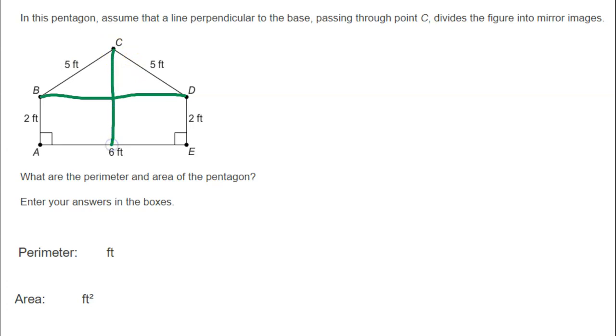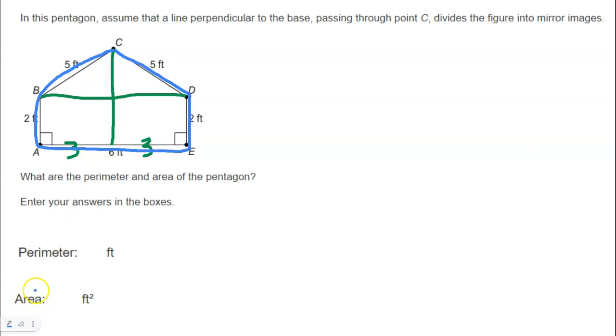So now I have a perpendicular figure right here. I could say that this is equal to 3 and this is equal to 3. That could help me out a lot. What is the perimeter and area of this pentagon? So now the perimeter, I'm going to go ahead and note that the perimeter is adding up all of the sides. So let me change my color here. That means I'm going to add 5 feet plus 2 feet plus 6 feet plus 2 feet plus 5 feet.